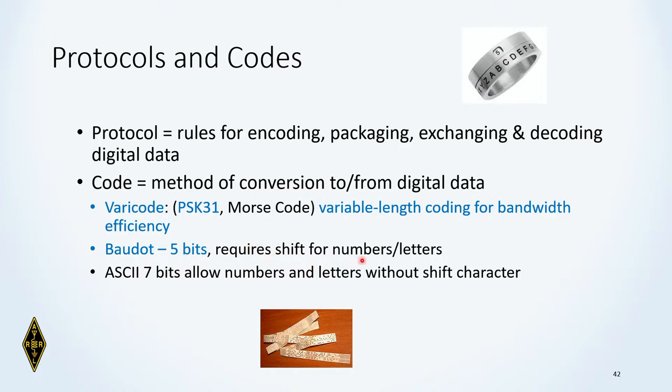In order to switch from letters to numbers, they actually have a shift code to move between them, so you can get more than just those 32 characters. Then we've got ASCII, and we'll be talking about that a little bit more. That's 7 bits, which allows numbers and letters without a shift character. And this is an RTTY tape. When we were having our in-person classes, I would pass one of these around so people could look at it. I forgot to bring it tonight, or I could put it on the calculator cam.